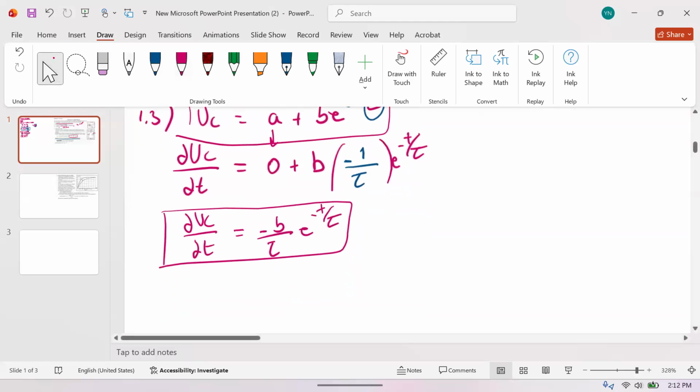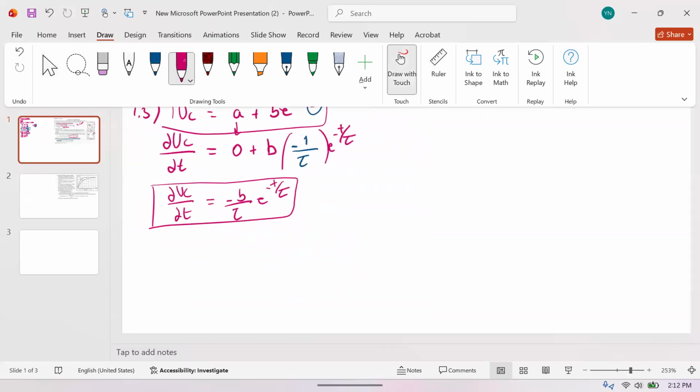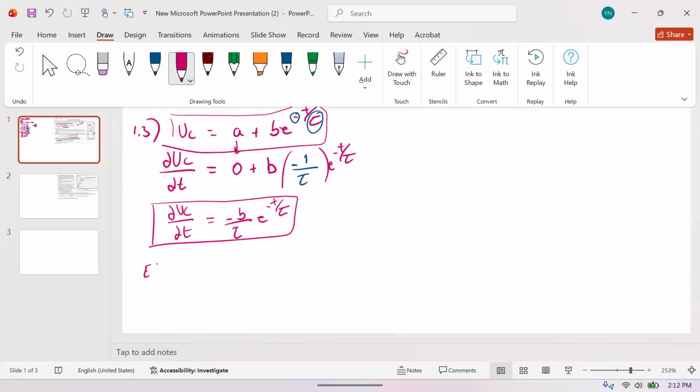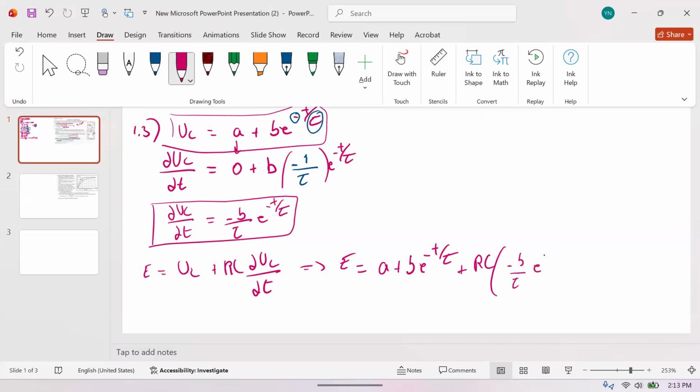Okay, and now the third step is we have to replace them in the differential equation, which is the one that we got in the previous question, which is E equals UC plus RC duc over dt. Now we replace everything concerning UC by their solutions. This is the most important part. Some people confuse it. Okay, so E, simply we keep it. UC, it's A plus B, E minus T over tau. Plus RC, we keep it, they are constants. Times the derivative is minus B over tau, E minus T over tau.